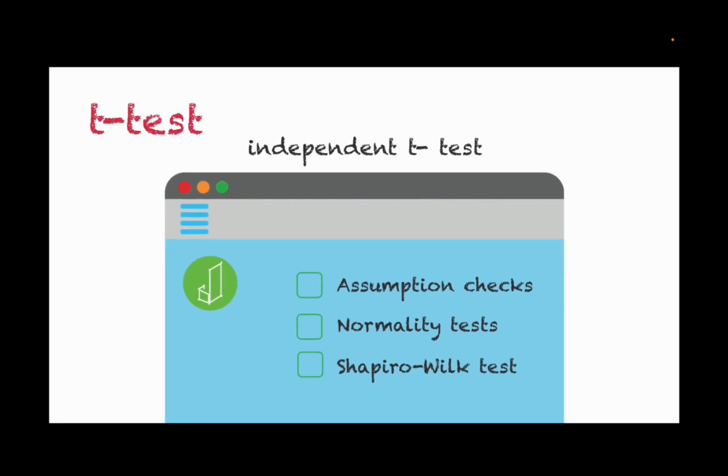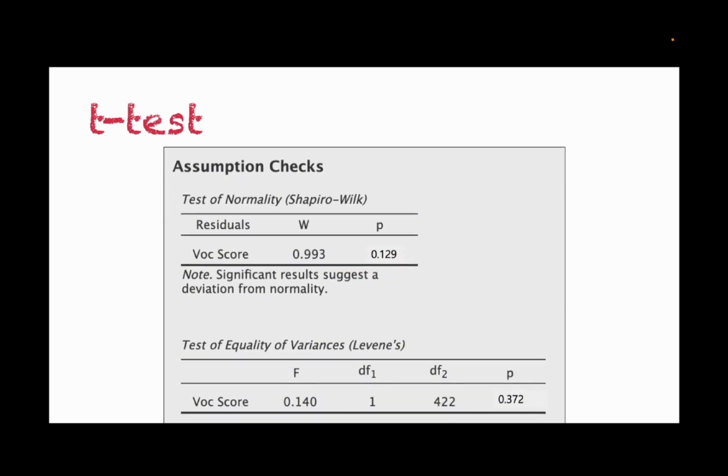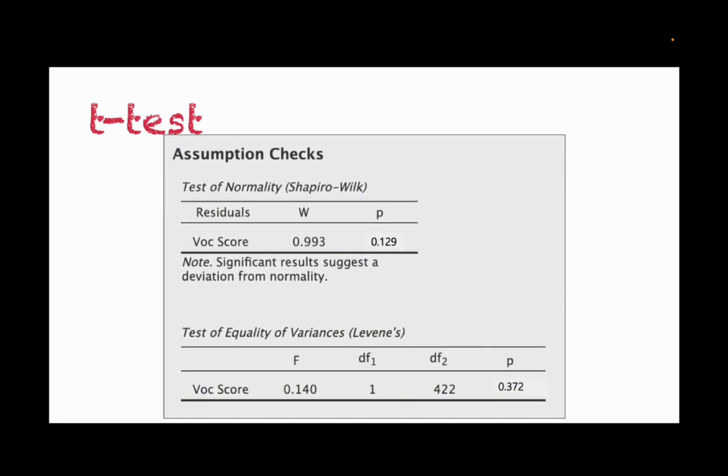Still in JASP, open the Assumption Checks tab. First, turn on Normality Tests and check the Shapiro-Wilk test for both groups. If both p-values are above 0.05, like 0.129 and 0.201, then your data is approximately normally distributed. Then, check the Levene's test for equality of variances. You'll see that under the main test table. If the Levene's test p-value is, say, 0.372, then you can assume equal variances and use the standard row of the t-test output.